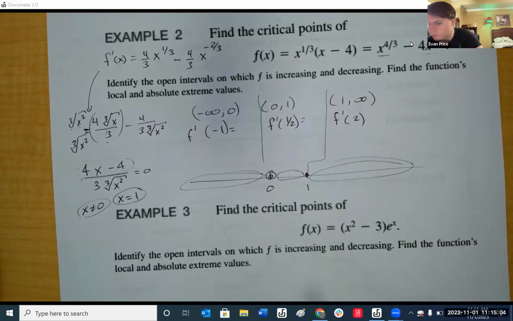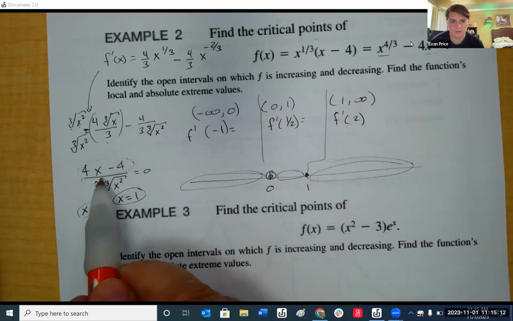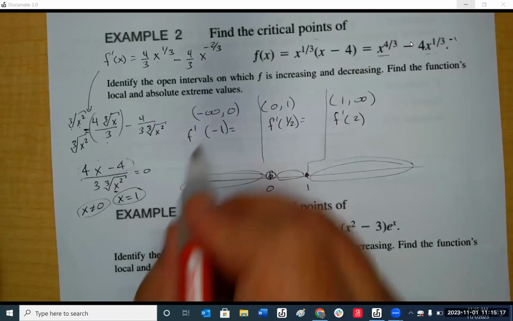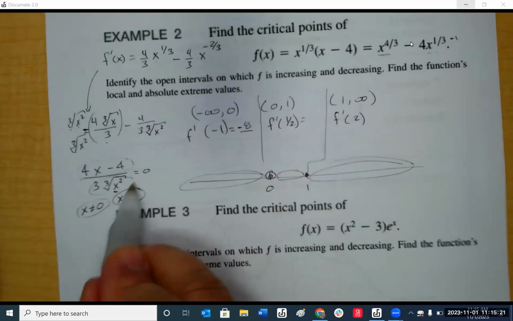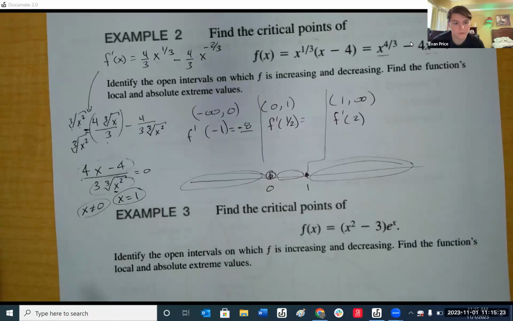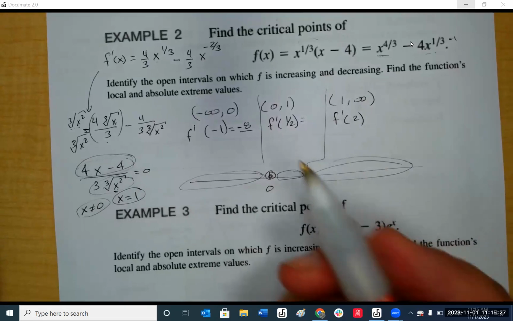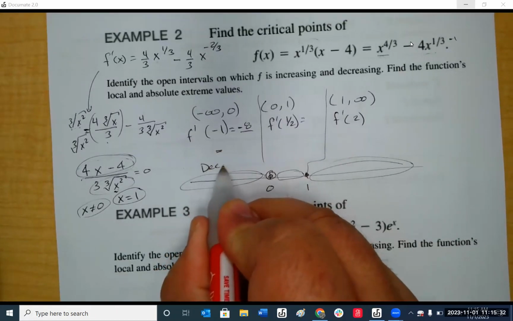Okay. So 4 times -1 minus 4 equals -8. Negative over 3 cube root of x squared. So basically the bottom can never be negative, because it's squared. So the only thing we look at is the top. If the top is negative, the whole thing's negative. So this one's negative, so it's decreasing.